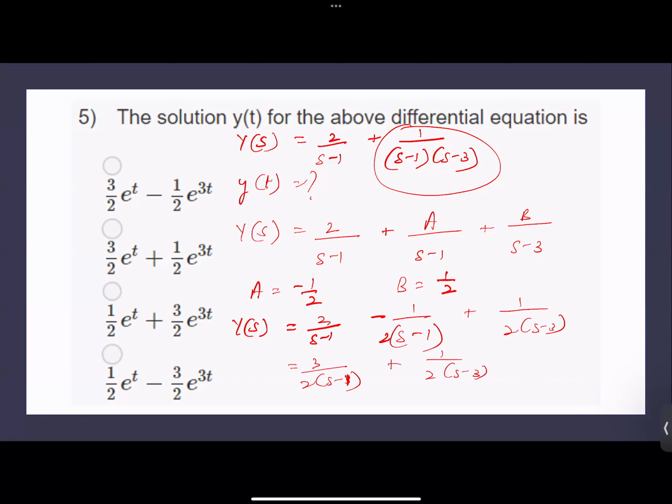Now you take the inverse Laplace transform, you get y of t as 3 by 2 e raised to t plus 1 by 2 e raised to 3t. So this is the value. So which is the right answer here? 3 by 2 e raised to t, this is the one. Correct? Okay.